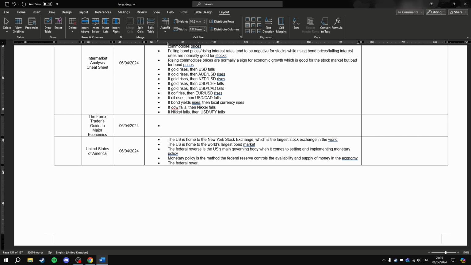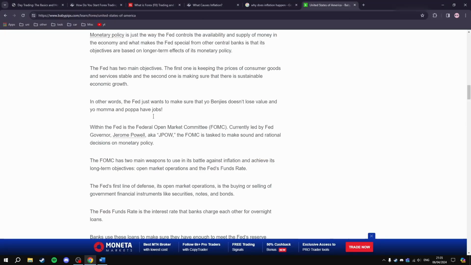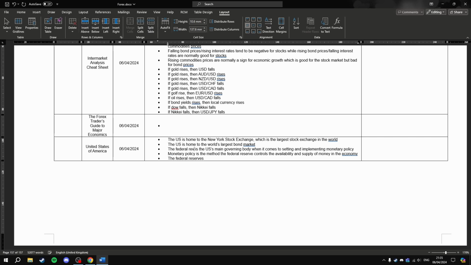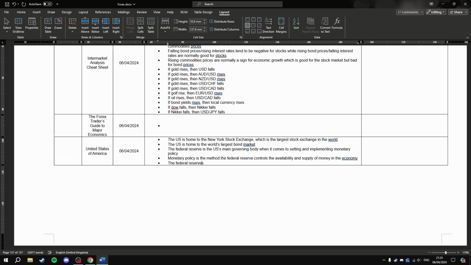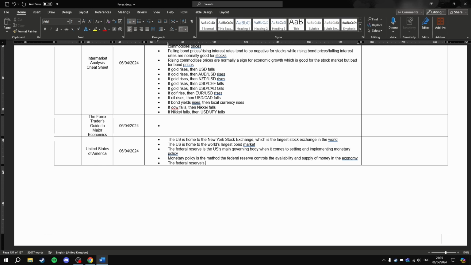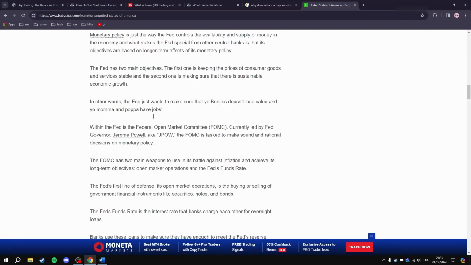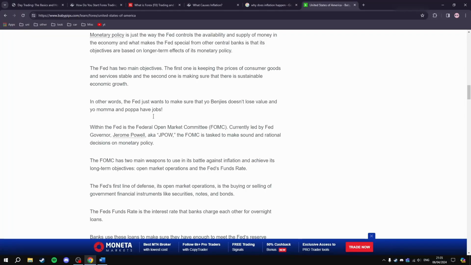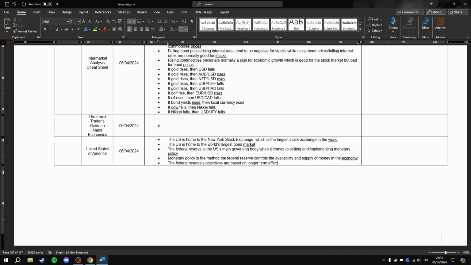The Federal Reserve. Whoops, I spelled that wrong. Reserve. The Federal Reserve's objectives are based on longer-term effects of its monetary policy.